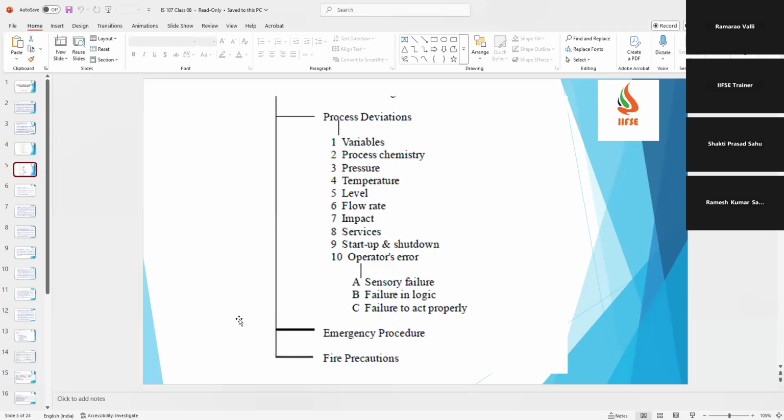Then process deviations, we have to see what the variables are, I mean the differences: process chemistry, pressure, temperature, then the level indicators, the flow rates, and what kind of impact they can give. Also startup and shutdown procedures.